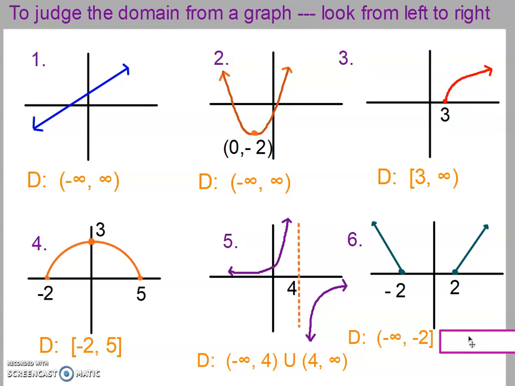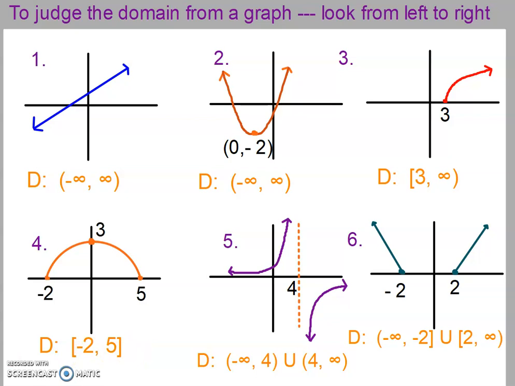Negative 2 is part of the graph. It gets a bracket. We got to jump over to the other side. It starts at 2, and then it goes off to infinity. So we have a bracket, 2, comma, infinity, parentheses. Remember, we put this union symbol in the middle. It doesn't have the tail on it. So there are our domains.